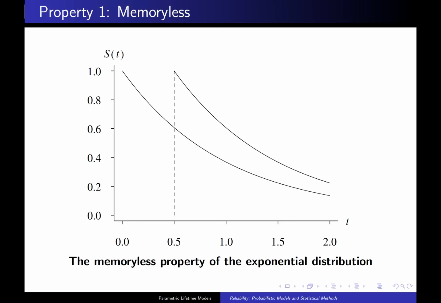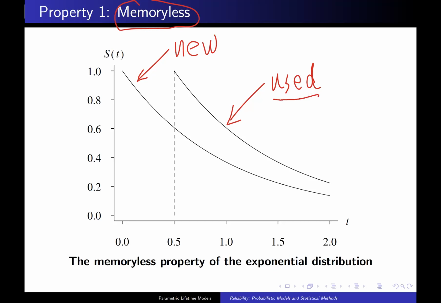Here is the picture associated with the memoryless property. First of all, here you have the survivor function of a new item, and here you have the survivor function of a used item. If the memoryless property applies, then if I take this second survivor function for the used item and shift it to the left, it would fall right on top of the survivor function for a new item. That is to say, a used item has a conditional lifetime distribution which is identical to a new item. And once again, the exponential distribution is the only continuous distribution with that property.